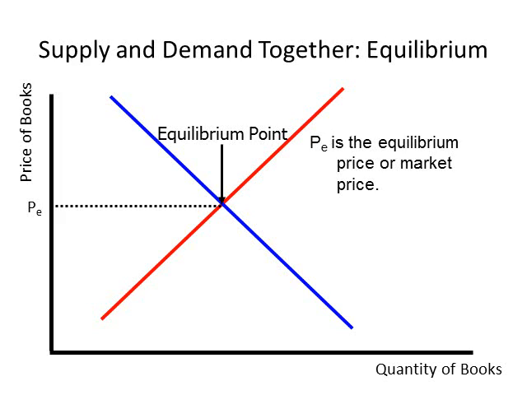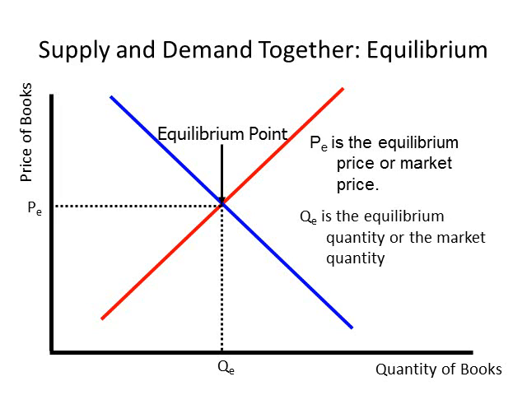If a line is drawn from the equilibrium point to the quantity axis, this will give us the equilibrium quantity or the market quantity. Since the economist doesn't know the exact numerical quantity here, and is not likely to care too much, the economist will write Q subscript E to designate the equilibrium quantity.